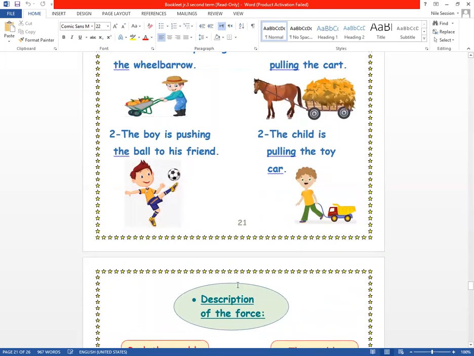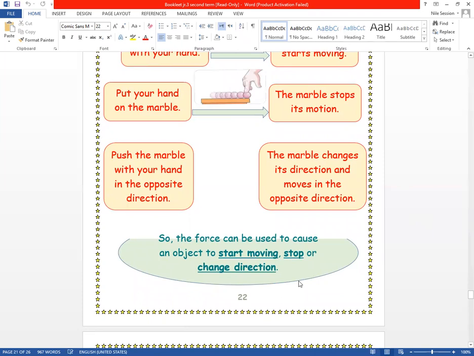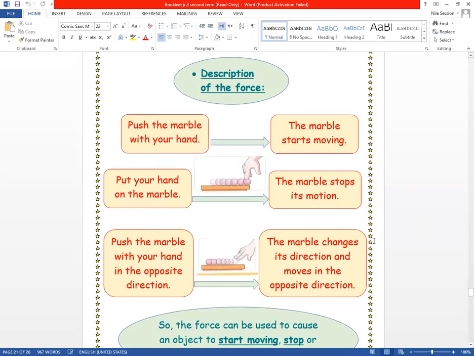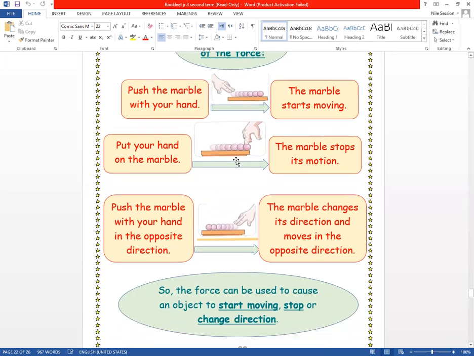Okay, now we will describe the meaning of the force. Number 1, here I have a marble. So I will push the marble with my hand. When I push the marble, will it still stand or will it move? Yes, the marble will move. So the marble starts moving. When you push, the marble starts moving.